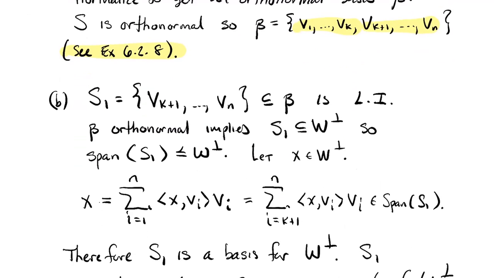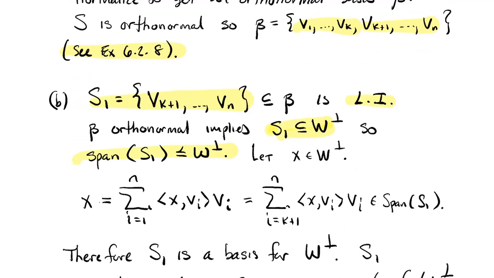To prove part B, let's say S lower 1 is the back half of that basis, vk plus 1 to vn. Again, it's an orthonormal set, so it's linearly independent. And every vector in it is orthogonal to the first k vectors. So that set is a subset of W perp. So its span would be a subspace of W perp, because W perp itself is a subspace.